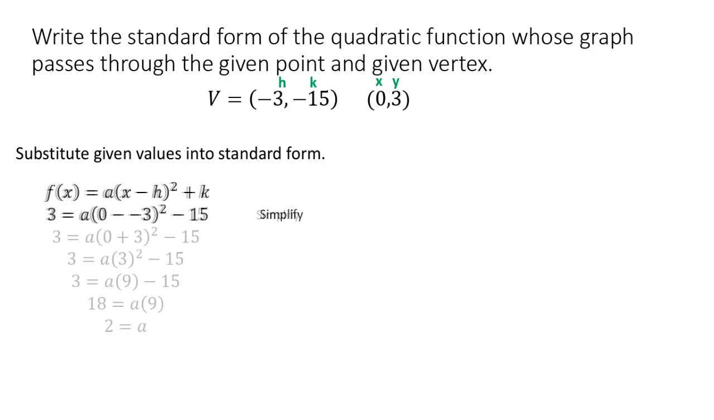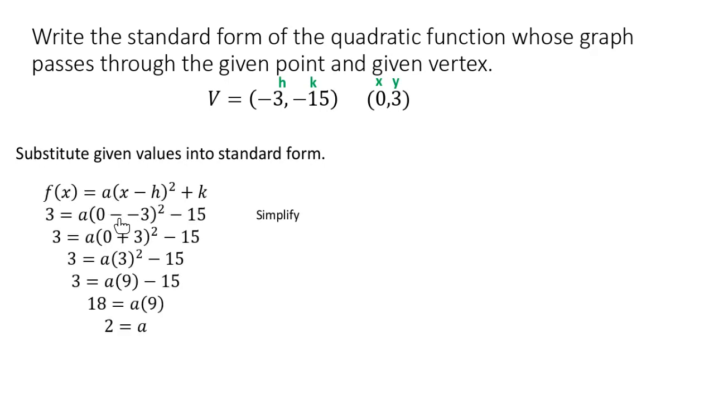Let's go ahead and simplify. A negative times a negative is a positive. So we have 0 plus 3 squared minus 15. 0 plus 3 is just 3, squared minus 15. So 3 squared is 9. That gives me 9a minus 15 is equal to 3. I'm going to add 15 on both sides. 15 plus 3 is 18. And to solve for a, I'm going to divide both sides by 9. So 18 divided by 9 is 2. So my equation in standard form is 2 times x plus 3 squared minus 15.